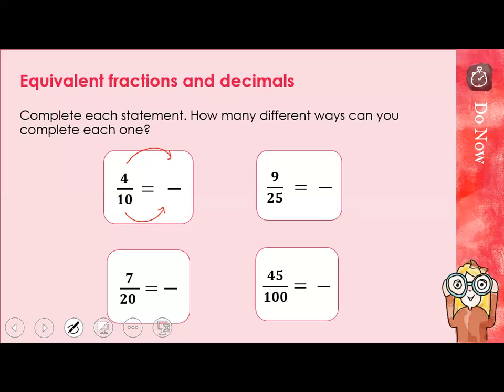Okay, so for this first little task, all I want you to do is find any fractions which are equivalent. There are hundreds and hundreds. There is an infinite number of different correct answers. So all you need to do is say, okay, well, I'm going to do this as 20ths. So my 10 multiplied by 2 is 20. So what do I have to do to the numerator? I also have to multiply that by the same thing to get 8. So 4/10 is equal to 8/20.